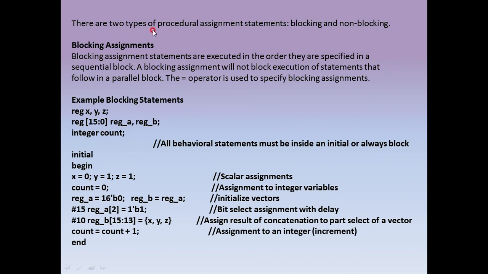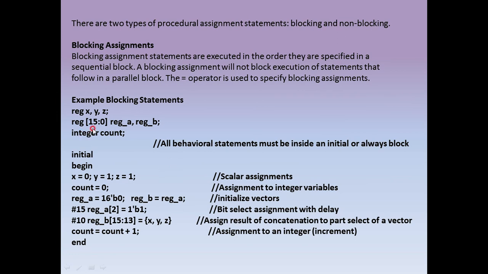There are two types of procedural assignment statements, blocking and non-blocking. Blocking assignment statements are executed in the order they are specified in a sequential block. A blocking assignment will not block execution of statements that follow in a parallel block. Sequential and parallel blocks we are studying in the next concept. The equal to operator is used to specify blocking assignments.